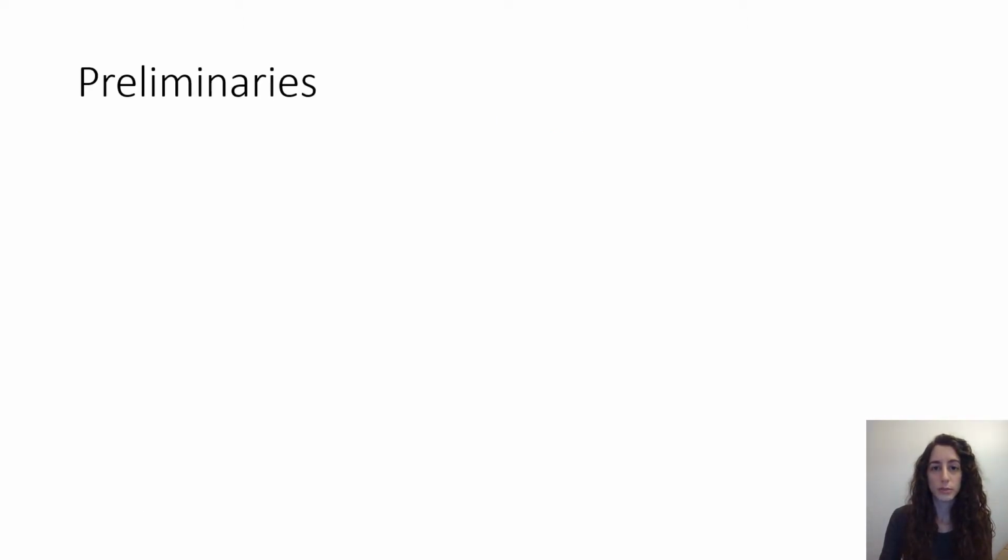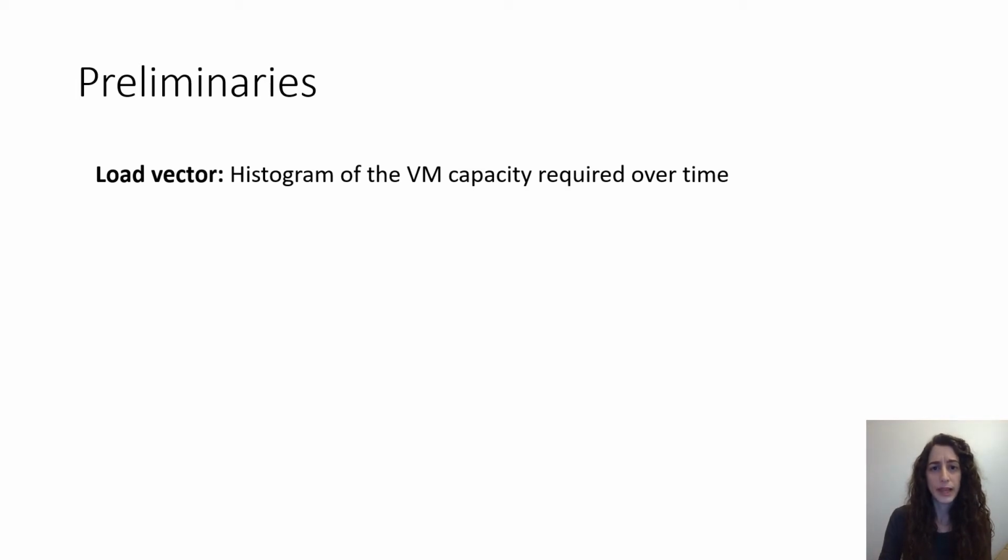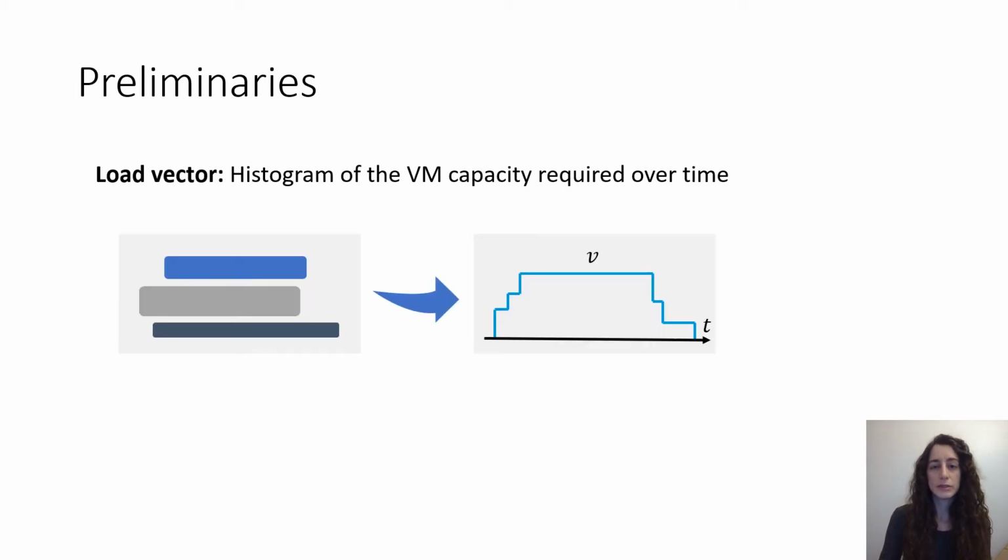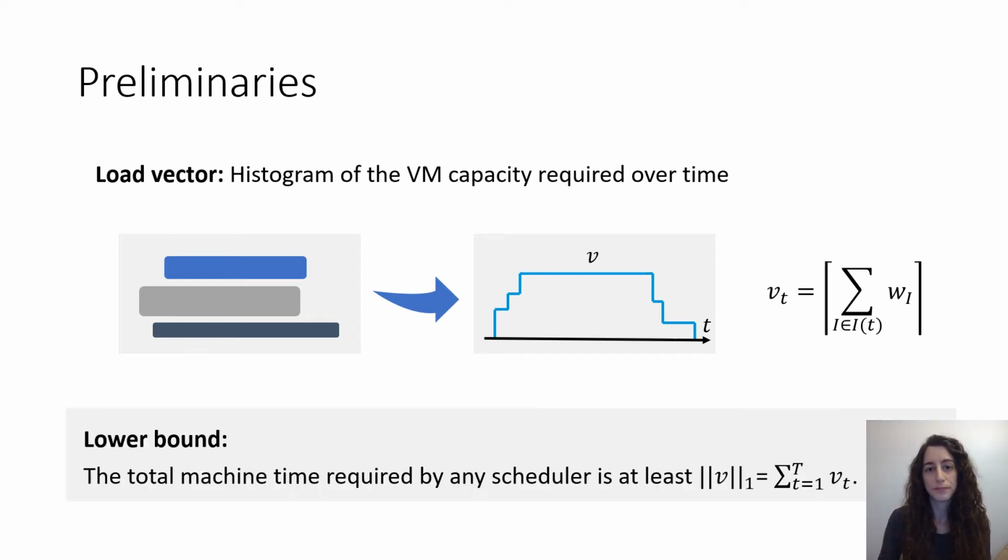One important notion for this problem is that of the load vector V. This is the histogram of the VM capacity that is required over time. So at each time t, the value of Vt is given by the sum of the sizes of the intervals that are active. This also gives us a minimum number of machines that is required at that time. For example, if at time t we have 3 active VMs, and each of them has a size of 0.5, we know that we need capacity at least 1.5, which means at least 2 machines. So if we sum this Vt over the whole time horizon, this also gives us a straightforward lower bound for the problem.